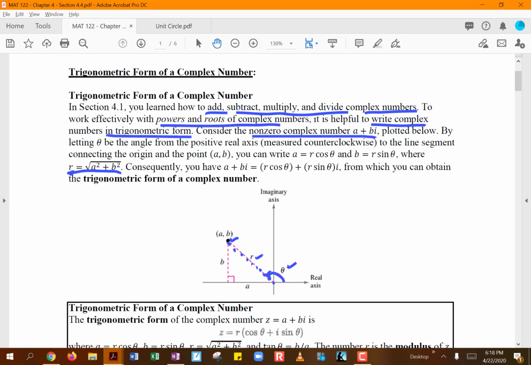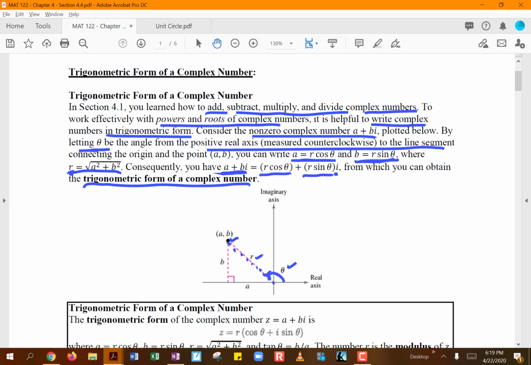So using this r value and the theta that we just calculated by using this idea of the counterclockwise measurement that goes from the positive real axis to the line segment, you can actually define a as r times cosine theta and b as r times sine theta. If we put this definition for a and b into our complex number, a will become r cosine theta, plus b will become r sine theta, and then of course you have the i, so you multiply the b quantity with that i value, and this is how you end up getting the trigonometric form of our complex number.